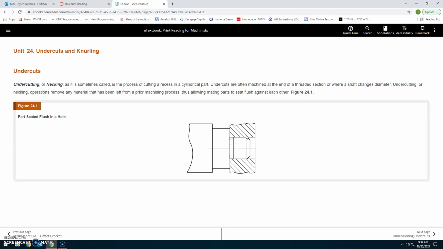So undercuts, undercutting or necking as it is sometimes called, is the process of cutting a recess in a cylindrical part. Undercuts are often machined at the end of the threaded section or where a shaft changes in diameter. Undercutting or necking operations remove any material that has been left from prior machining operations, thus allowing mating parts to seat flush against each other.